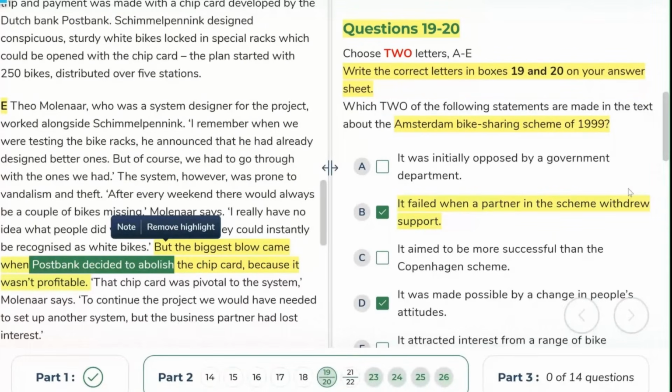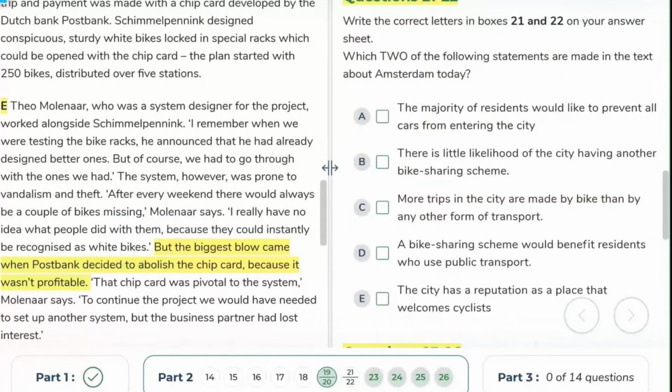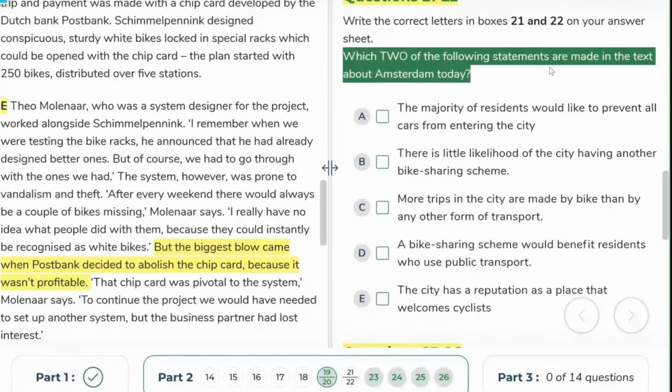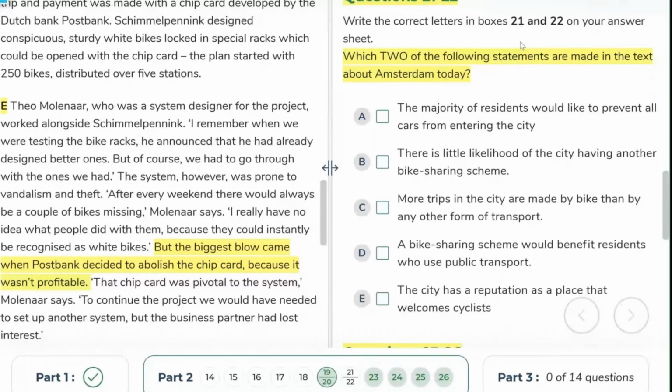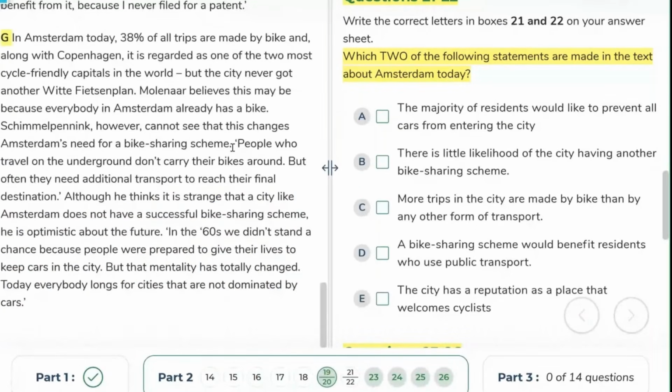Now we go on. Which two of the following statements are made in the text about Amsterdam today? Let me tell you, today usually comes at the end of the passage. So here we are, last paragraph. In Amsterdam today. It means two answers are here. And by the way, you may spend 2 minutes on this because you are searching for two answers.